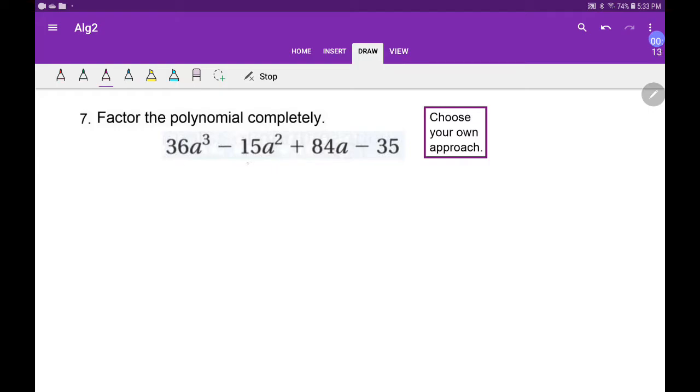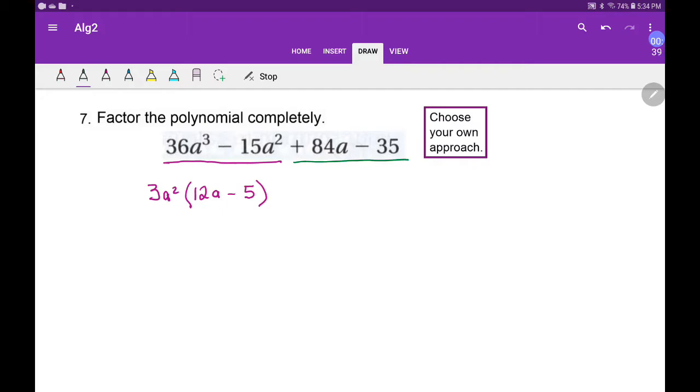Because, let's see, what can I take out of both of these? I can take a 3 out of both these first two. So I'm going to take a 3, and also I can take an a squared out. They both have at least an a squared. So that leaves behind a 12 and an a. And that leaves also a 5 for that one. A squared's gone.